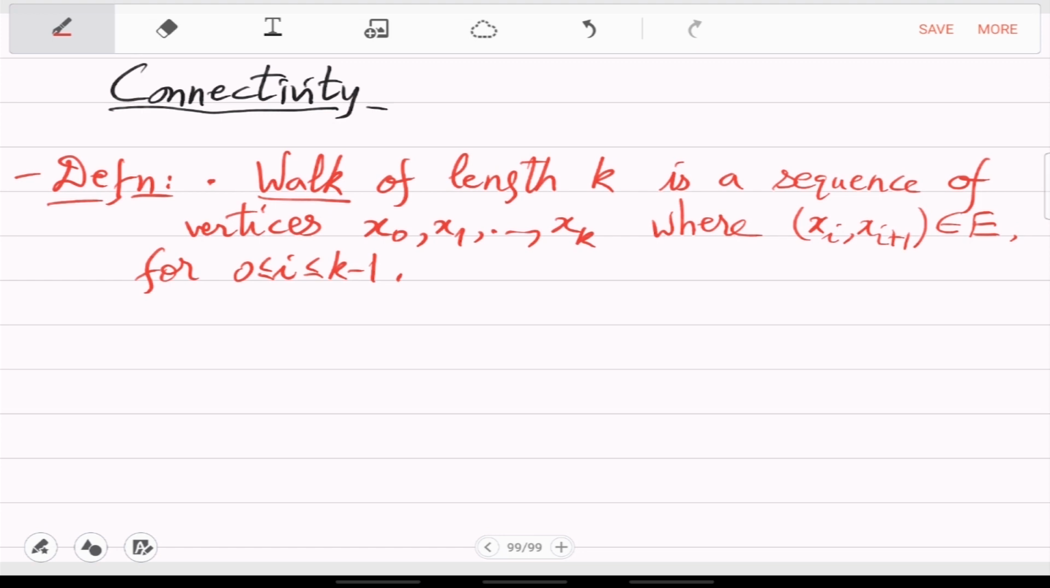In particular, in a walk it is allowed to repeat vertices and also repeat edges. All kinds of repetition is allowed. You can come back on the same edge, on the same vertex, or you may take different vertices, you may not repeat edges, everything is allowed. And k is called the length, which is equal to the number of edges. And we are not saying distinct edges again, edges may repeat.